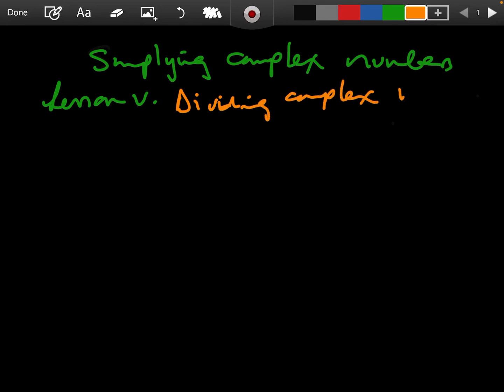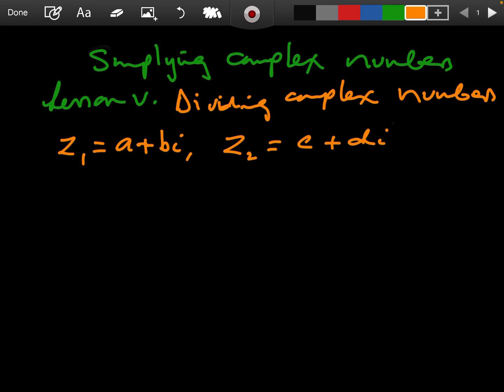Complex numbers. So given, let's say z1 is equal to a plus bi, and z2 is equal to c plus di.